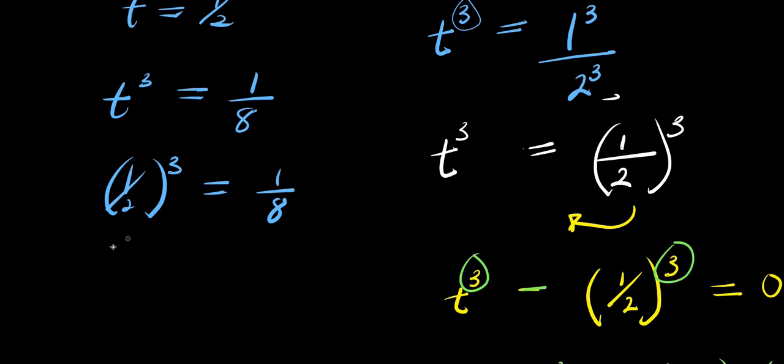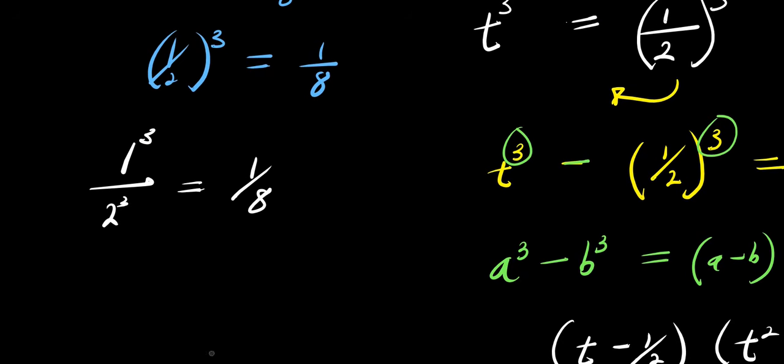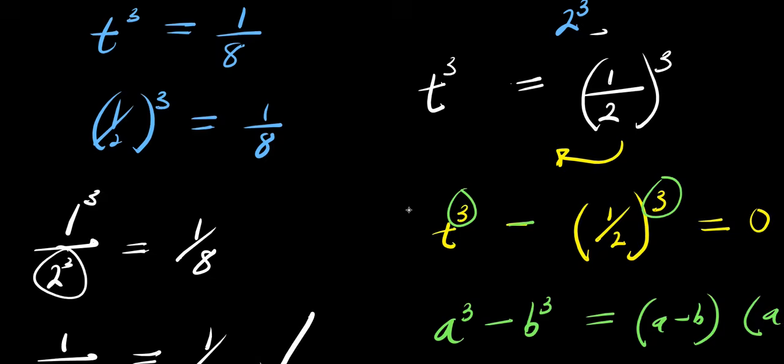Now, this simply means 1 power 3 divided by 2 power 3 equals 1 over 8. And 1 to the power of 3 is 1, divided by 2 to the power of 3, that is 2 times 2 times 2, that is 8. And this equals 1 over 8. So that is it. Absolutely correct.